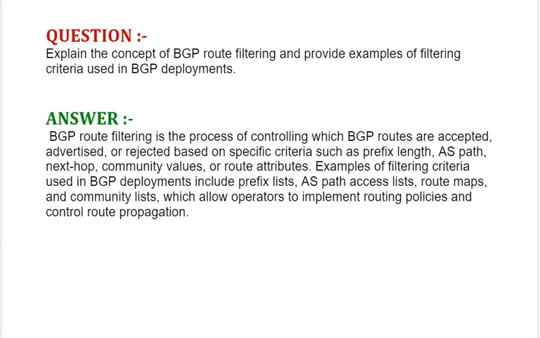Examples of filtering criteria used in BGP deployments include prefix lists, AS path access lists, route maps, and community lists, which allow operators to implement routing policies and control route propagation.